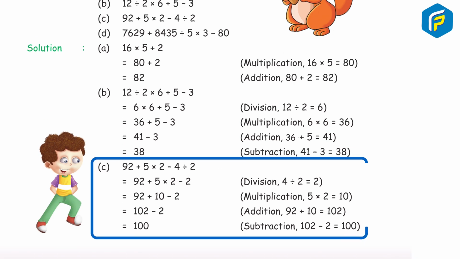C. 92 plus 5 into 2 minus 4 divided by 2. 92 plus 5 into 2 minus 2. Division: 4 divided by 2 is equal to 2. 92 plus 2 minus 2. Multiplication: 5 into 2 is equal to 10. 102 minus 2. Addition: 92 plus 10 is equal to 102. 100. Subtraction: 102 minus 2 is equal to 100.